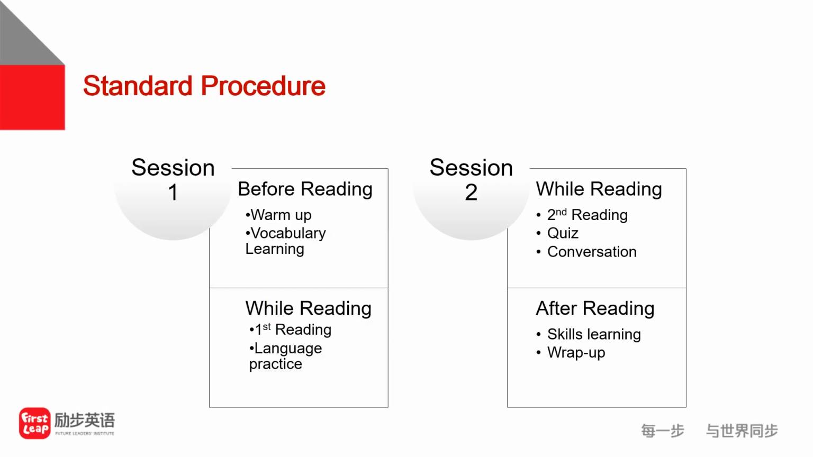So here we have the standard procedures for our lessons. Each First Leap lesson is divided into 2 25-minute sessions. Between each session, there is a 5-minute break for the student and teacher. So for session 1, we have a brief warm-up and vocabulary learning before we read. While we read, we have our first reading and language practice. For the second session, we have a second reading, a quiz, and a conversation, as well as skills learning and a wrap-up.